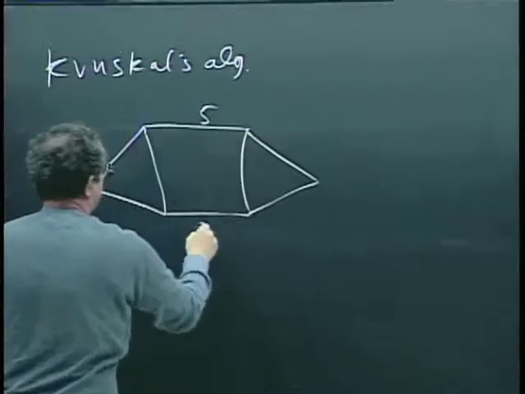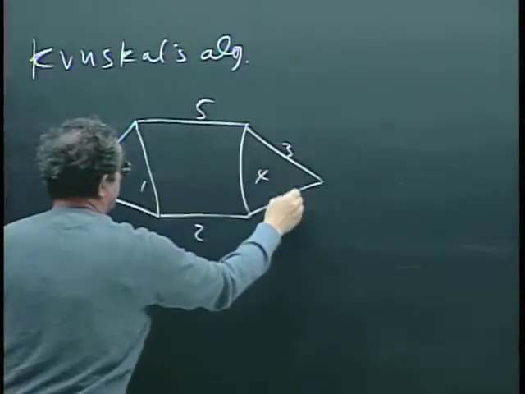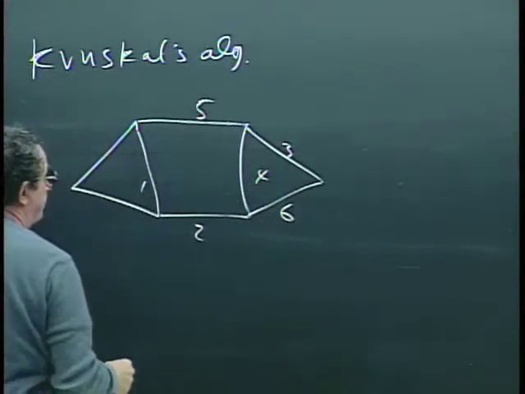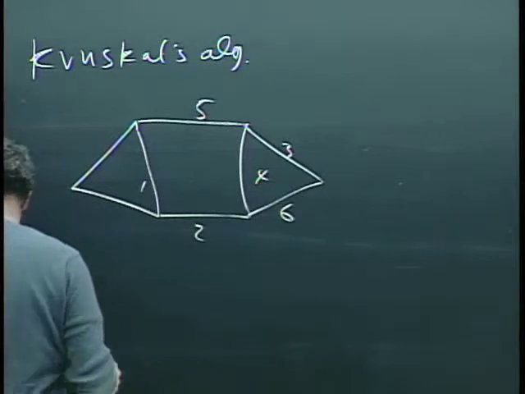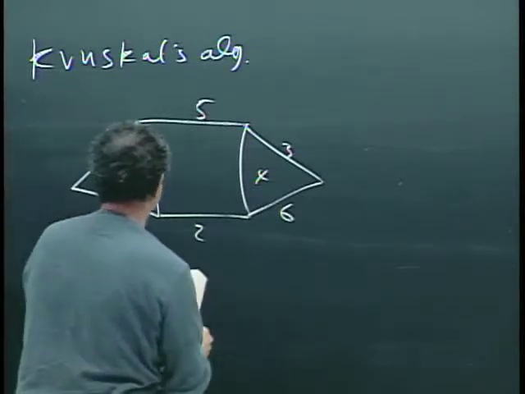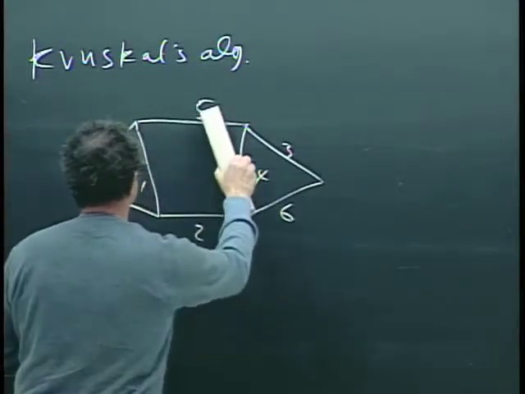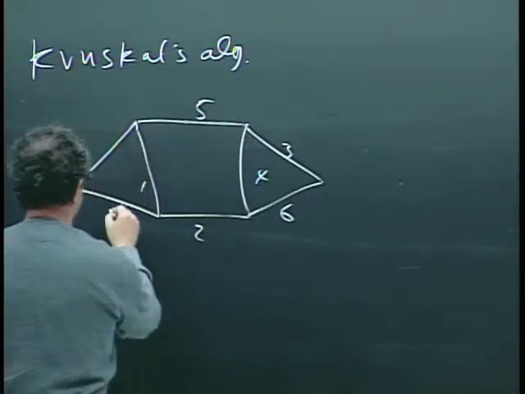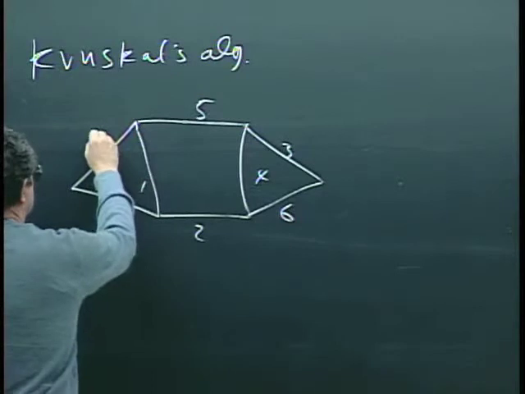So 5, 2, 1, 4, 3, 6. That's 2. 1, 2, 4. Yeah, 1, 2, 4, 5, 7. 11. Okay.